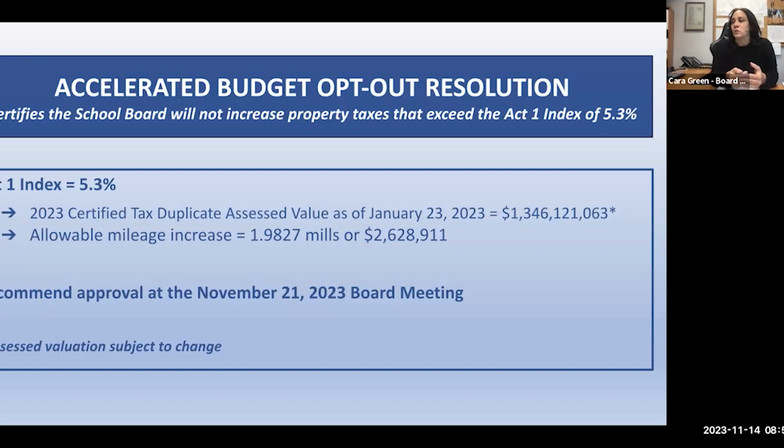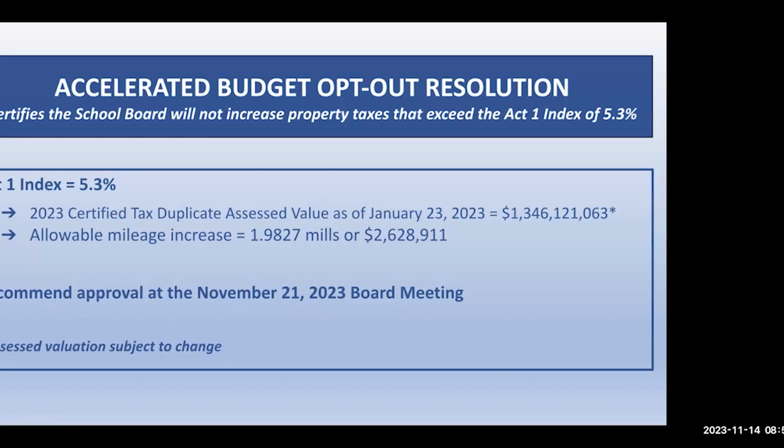So at this point, what administration is recommending is that at the November 21st meeting, the board approve the opt-out resolution to move forward in the budget process. Are there any issues or concerns with that? Sounds like a plan. I like the way it worked last year. Thanks, Kara. Okay.